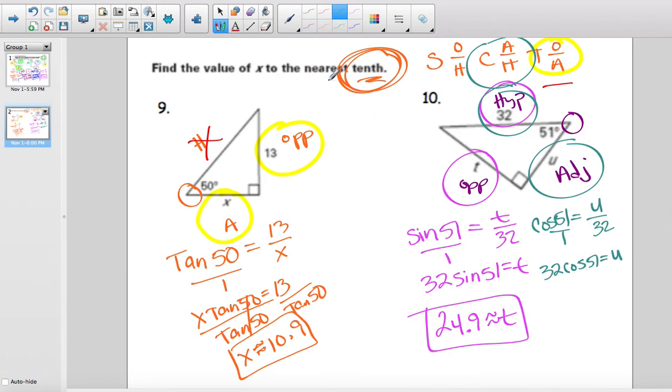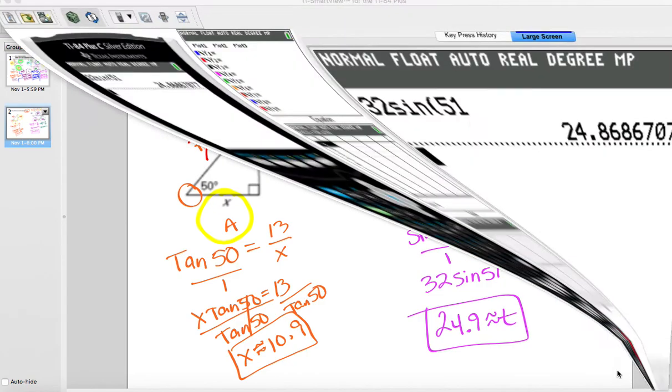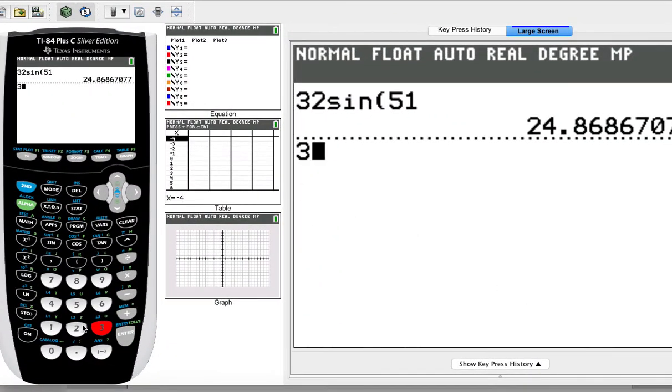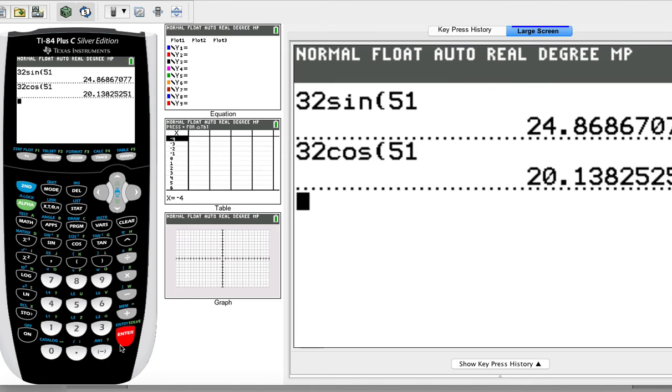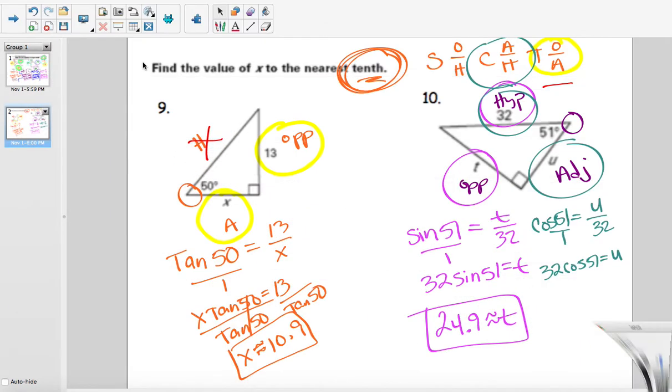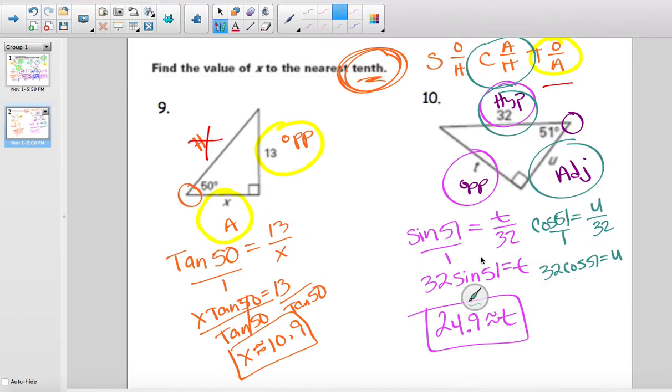And then we go to the calculator with that. 32 cosine 51. And that would be 20.1. So u is 20.1.